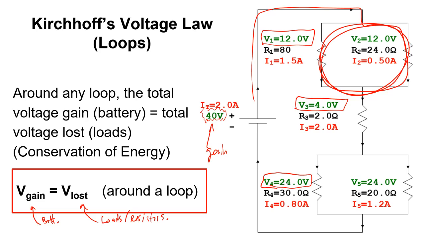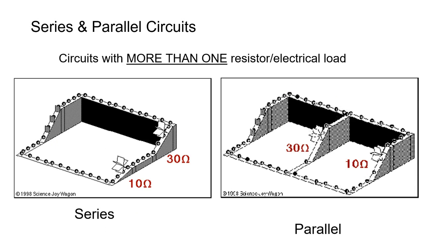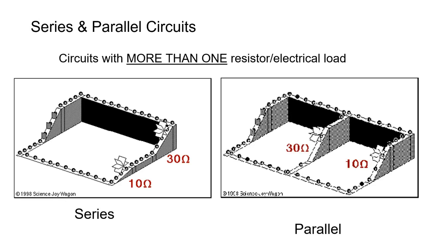Okay, so next up, just talk about series and parallel circuits. I'm hoping that you've seen these things before in Science 9. Series and parallel circuits are just circuits with more than one resistor or electrical load. Here's a quick look at a little GIF that shows electrons moving around both the series and a parallel loop.